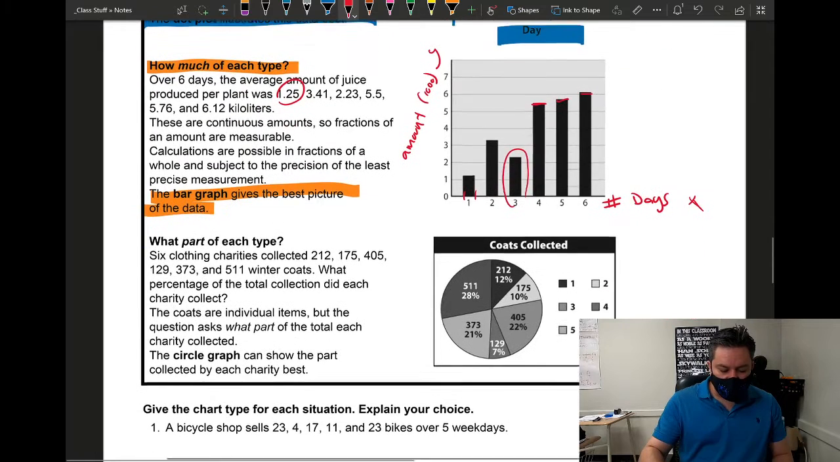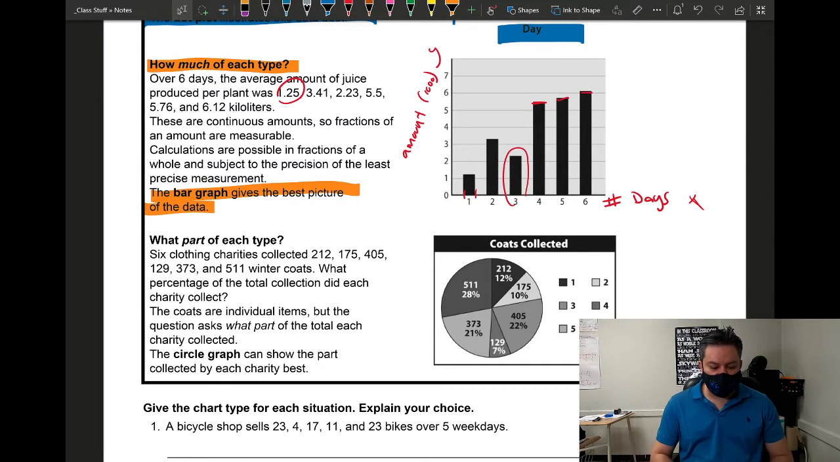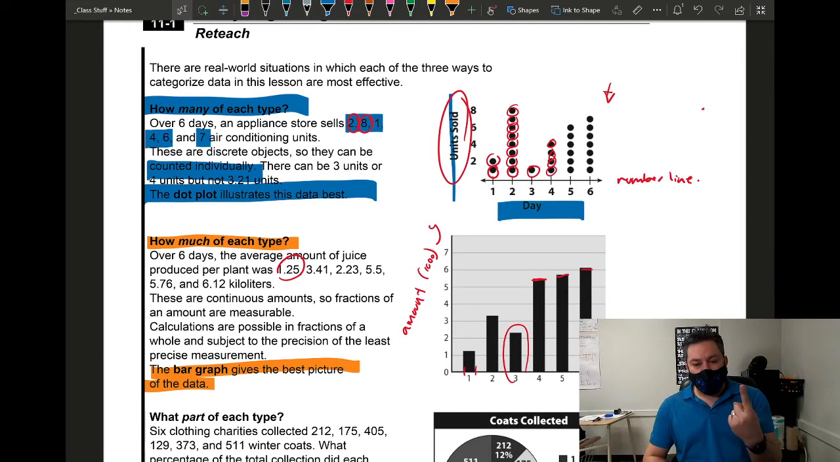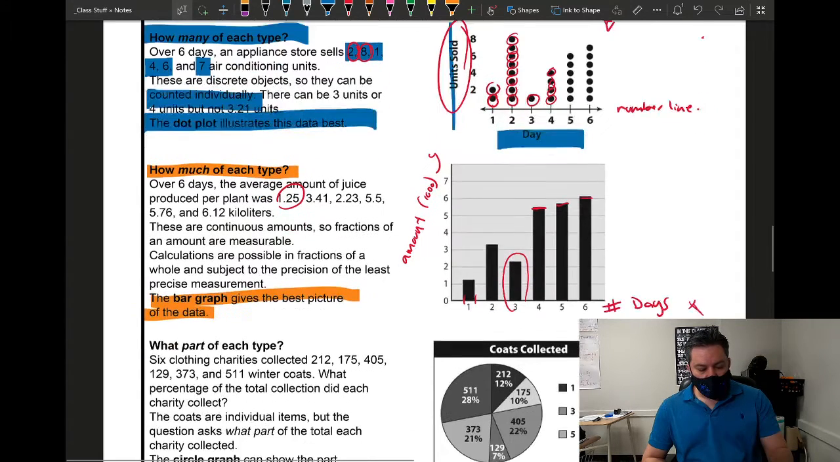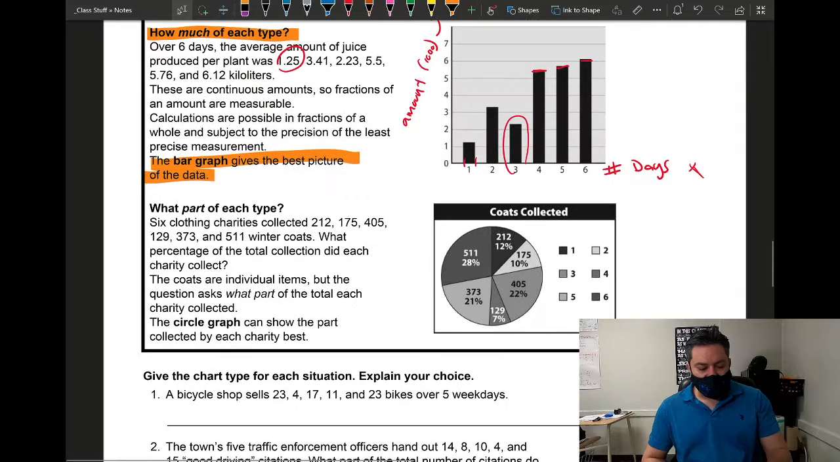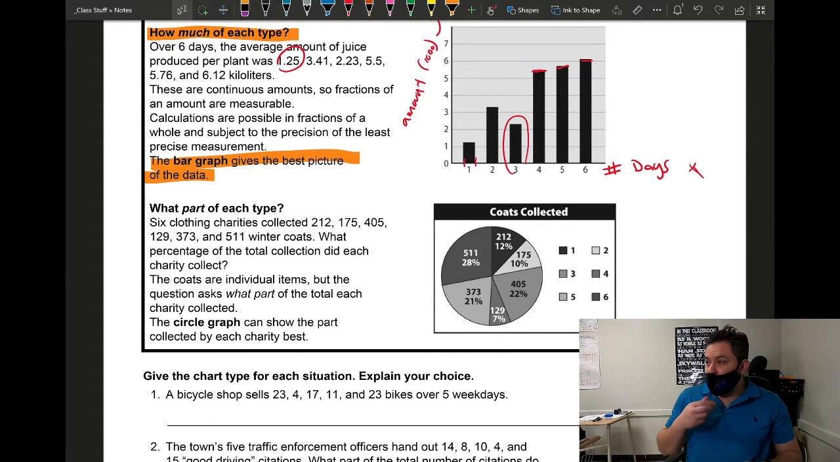Now, the next one, we have circle graphs. And it says, what part of each type? So the first one was how many? That's whole numbers only. The second one for the bar graph was how much? You can have decimals and fractions. The next one is what part? So whenever it's asking you for what part, you know that you're going to be using a circle graph.